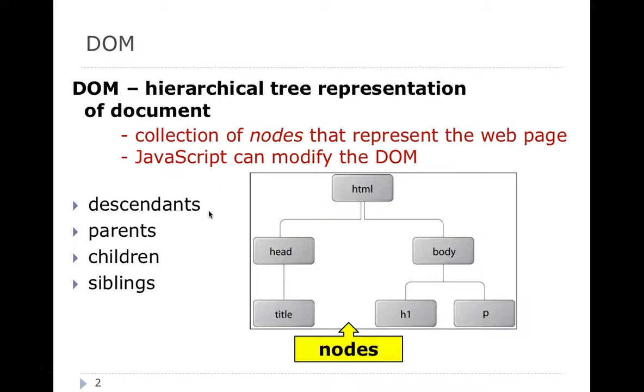Again, the document object model is a hierarchical tree representation of a document. If you see the diagram, you'll see a representation of an HTML page. Then we have two different threads, one toward the head tag and one toward the body tag. Here you see the title tag is a descendant of the head tag. Similarly, H1 and P are descendants or children of the body tag. H1 and P are siblings to one another, and the body tag is a parent of the H1 and P tags. The DOM is a collection of nodes that represent the entire web page. Nodes is the key word here, and JavaScript is one of the languages that can change the document object model.